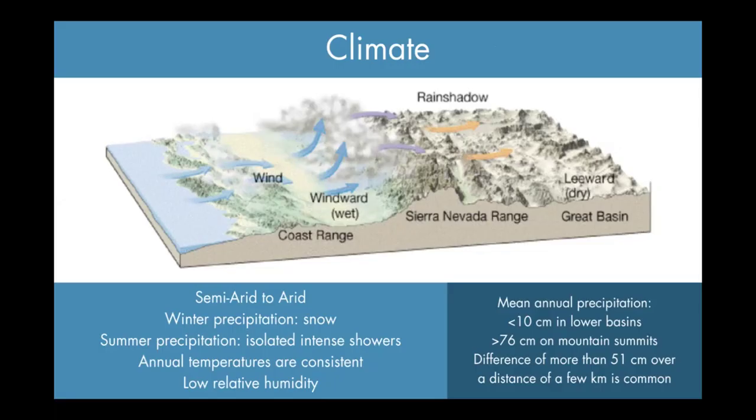The mean annual precipitation is less than 10 centimeters in the lower basins, and greater than 76 centimeters on high mountain summits. A difference of more than 51 centimeters over a distance of a few kilometers is common.